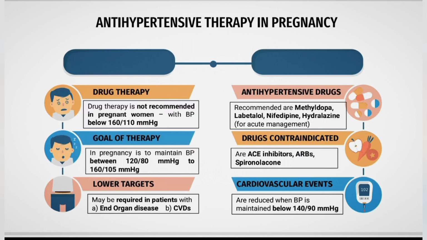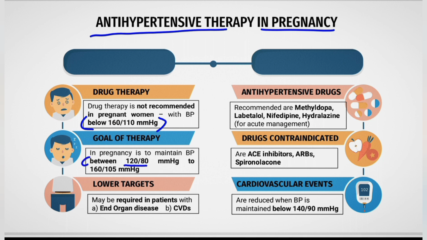Now let's discuss the antihypertensive therapy in pregnancy. The drug therapy is not recommended in pregnant women if BP is below 160 by 110 mmHg. The target BP or goal BP in pregnancy should be between 120 by 80 mmHg to 160 by 105 mmHg, and the lower target of BP should be considered if the patient is with an organ disease and with cardiovascular disease.